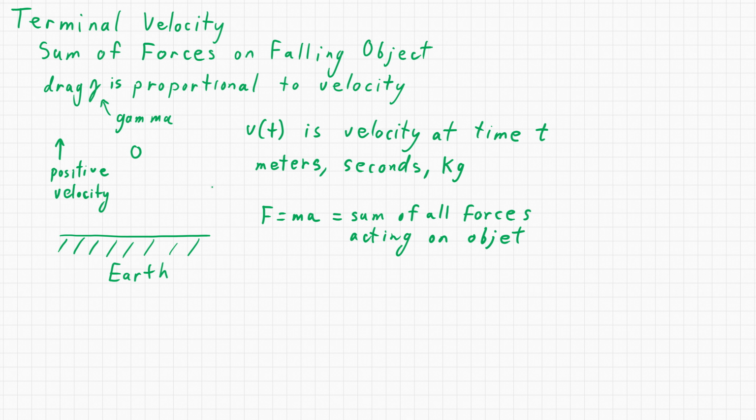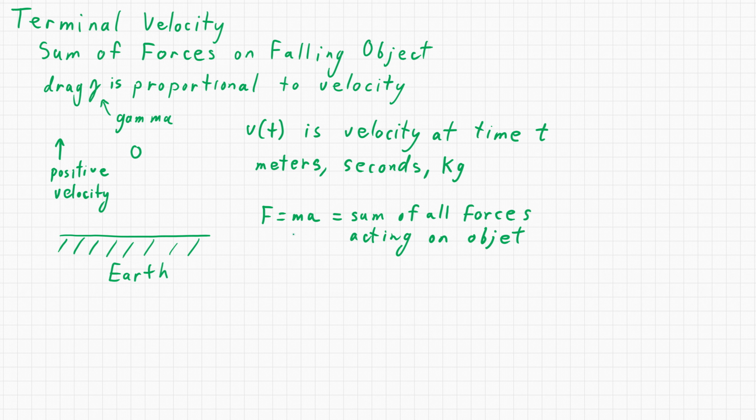Let's set up what our different symbols are going to mean. We have the Earth, we have our object, and positive velocity is going to be upward. Sometimes people will define positive velocity as downward if it's more convenient for the problem, but I find it a lot less confusing that positive velocity is upward. The function v of t is the velocity at time t. We're going to be working in meters, seconds, and kilograms.